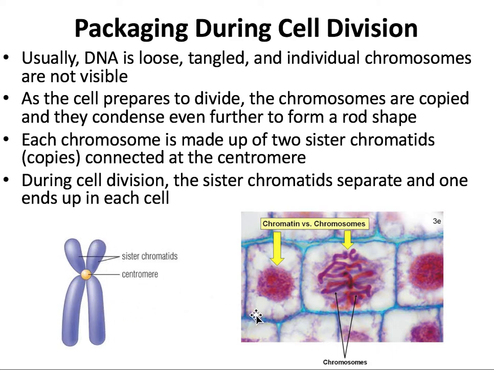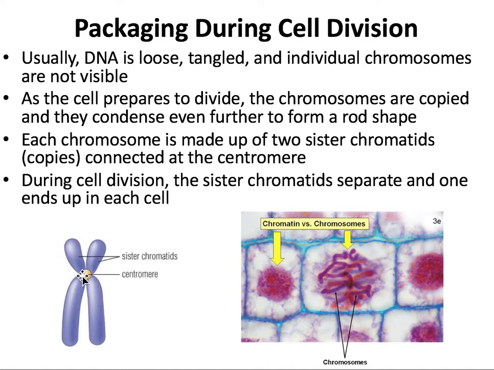So here you can see chromatin where the DNA is kind of loose. It's in the form of nucleosomes. It's wrapped around those proteins, but you can't see the individual chromosomes. And then what happens when the cell's getting ready to divide is those chromosomes condense and you start to actually see that chromosome, that rod-like shape. Each chromosome is made up of something known as sister chromatids that are connected at a centromere.